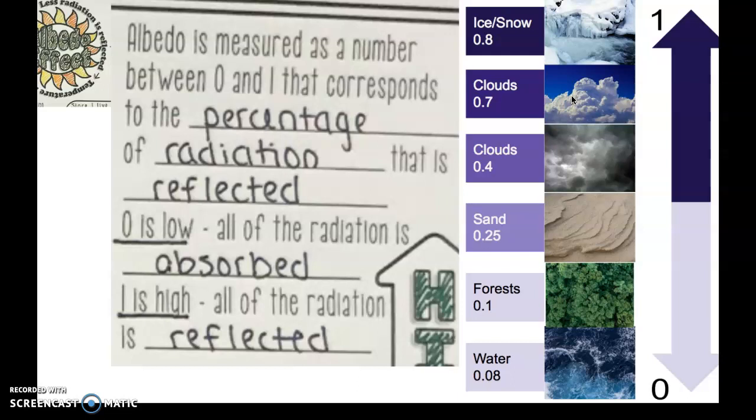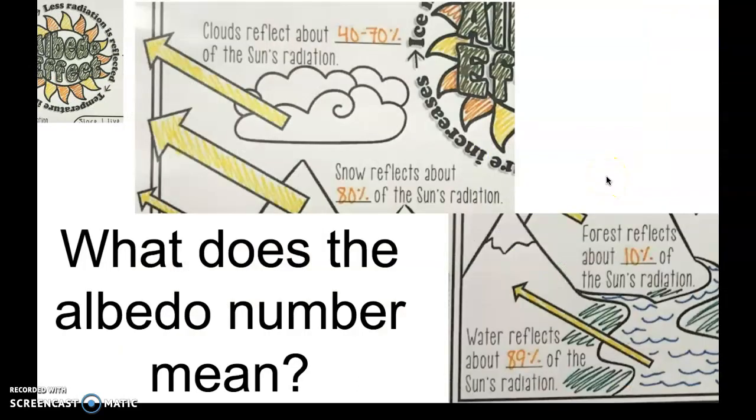And then lastly, we have snow and ice, which come in at an albedo number of 0.8. That means that 80% of the solar radiation that hits ice or snow is reflected back out into space, while only 20% is absorbed into the ground. Good. So now that you know that, let's test your knowledge a little bit.